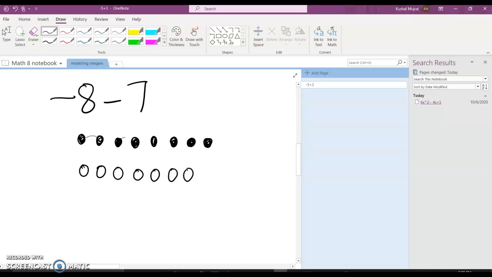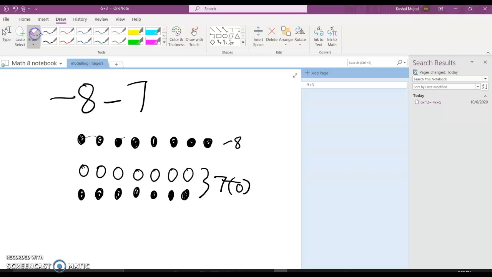Now, of course, we cannot just make 7 positives, right? We're changing the question. So we're going to have to make 7 zero pairs. What that does is we still have -8 here, but this is -8 plus 7 times 0. This is 7 zeros, which is just still -8.